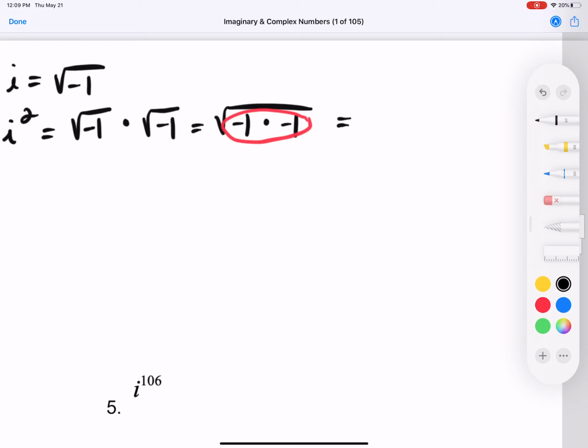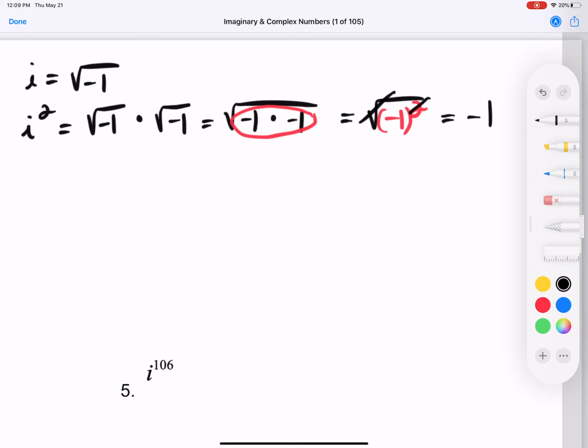So this is really the square root of, and I'm just going to rewrite it for you, (-1) squared. And the square and the radical, we know, cancel each other out. So these cancel each other out. So this is really just -1. So i squared is -1, okay? Now let's talk about i cubed, okay?